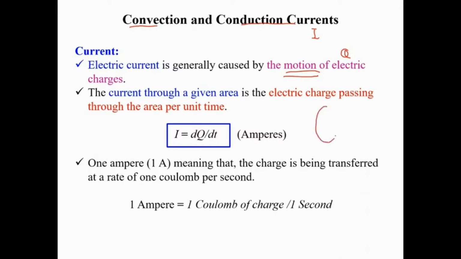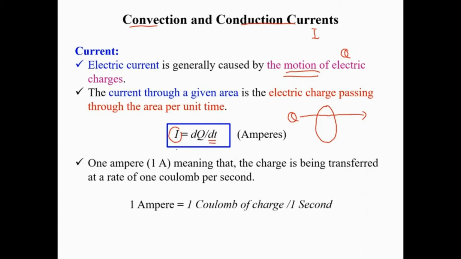For example, now you have a surface, something like this. Now you have many Q, for example. When the Q passes through the surface area for a specific time, the I is equal to dq over dt. So it is the electric charge passing through the area per unit of time. How much charge passes through the area at a specific time. This is how we calculate the current.